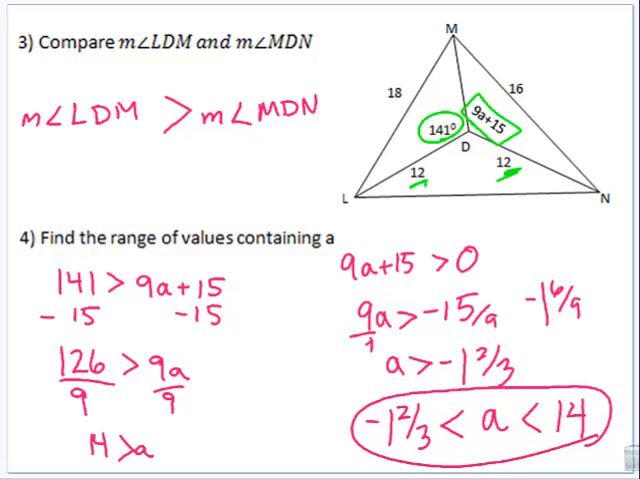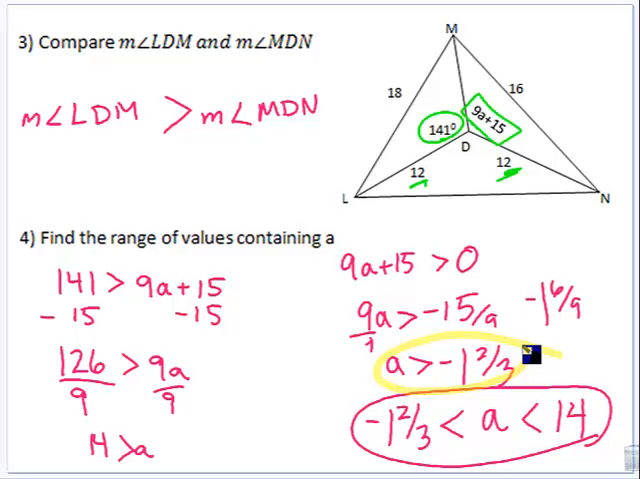We do need to make sure we write it as a compound inequality. So A is greater than negative 1 and 2/3, or negative 1 and 2/3 is less than A. Here, A is less than 14, so then we add the less than 14. A should always be smack dab in the middle of those with less than signs. Is that one okay? I think so.